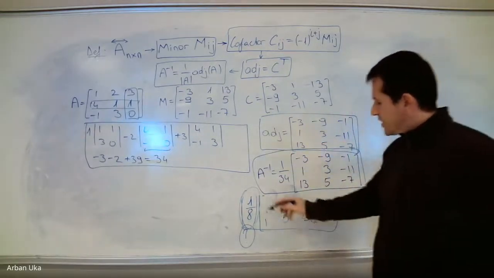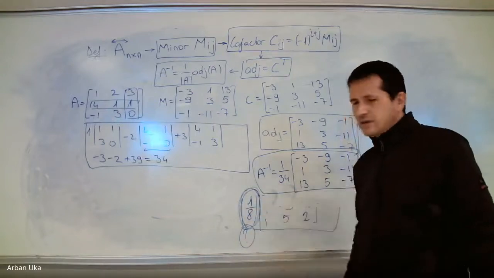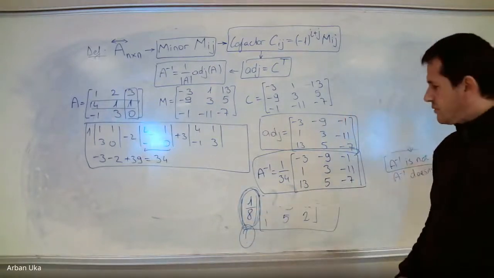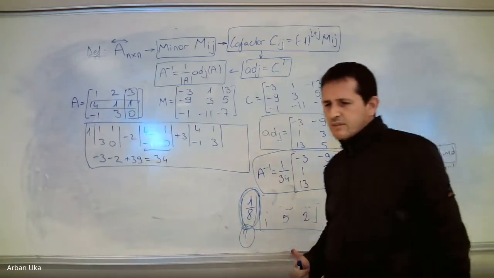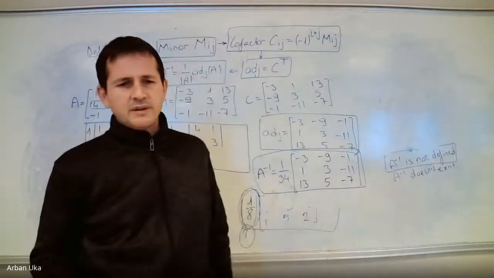Now, there is a small chance that this 1 over 8 division that we did in the previous example, that came out of our calculations, could be the determinant of that matrix. You can have a look, okay?